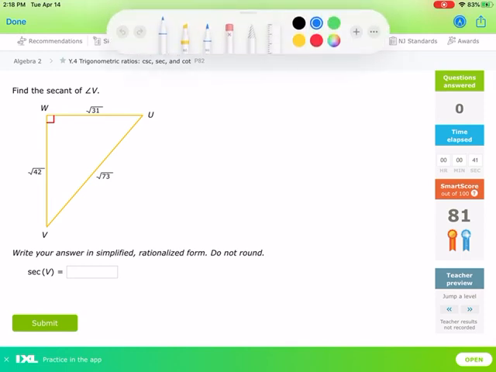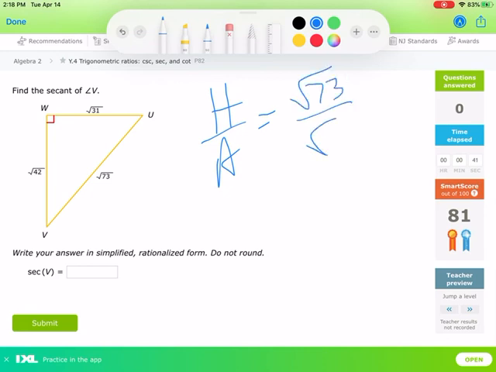Secant is the opposite of cosine, so hypotenuse over adjacent. Look at that, I'm not even going to write anything out. Hypotenuse of this triangle here is root 73. The adjacent is root 42. Oh boy, can I reduce that at all? 42 is 21 times 2, so 7, 3, and 2. So I'm just going to say 73 divided by 7. No. 73 divided by 2. No. 73 divided by 3. No. Okay.